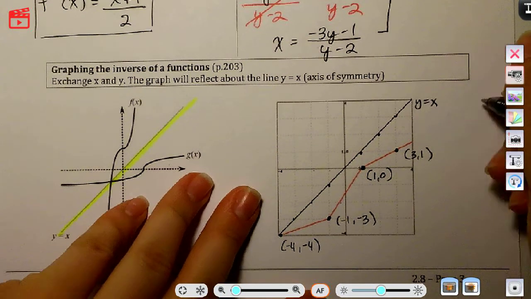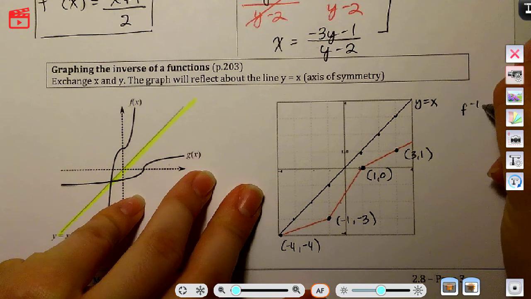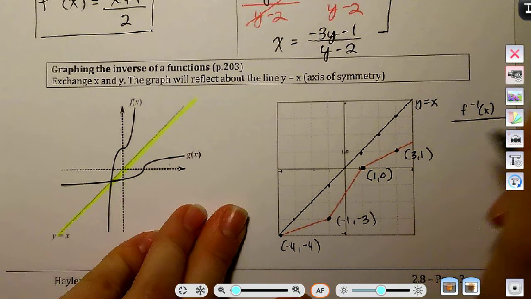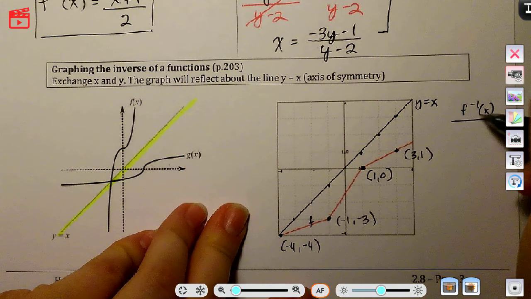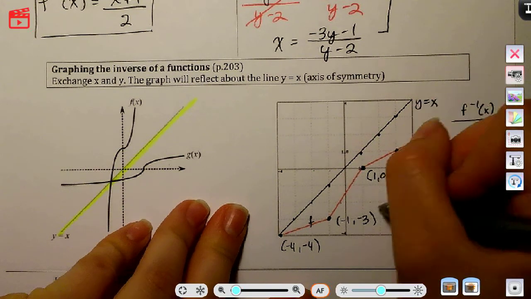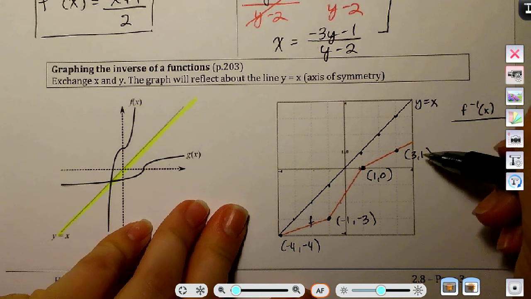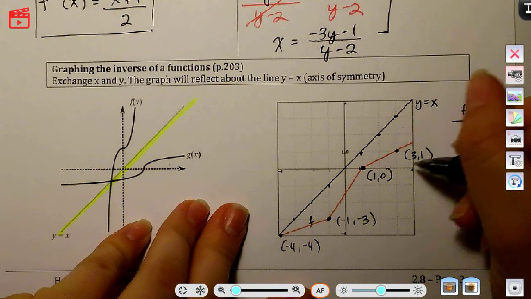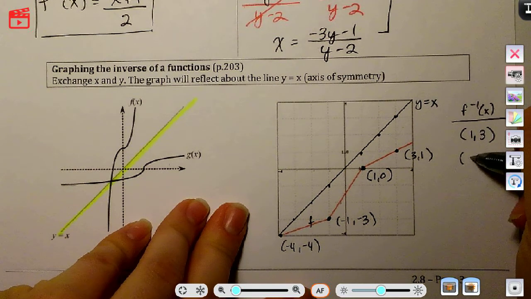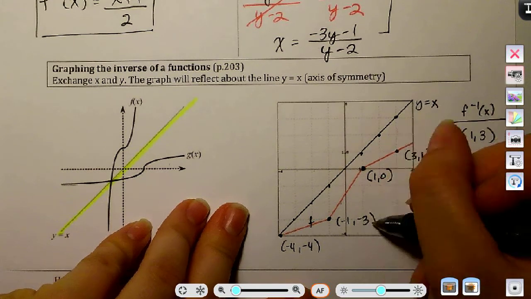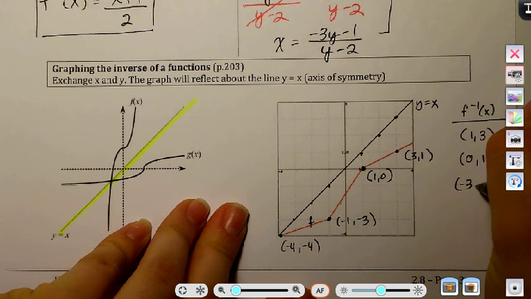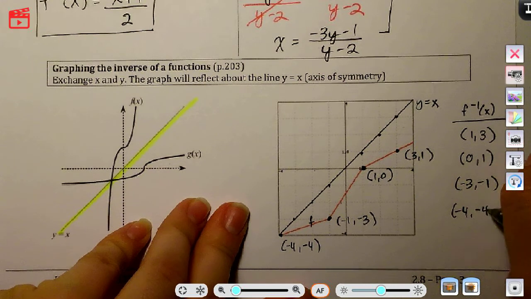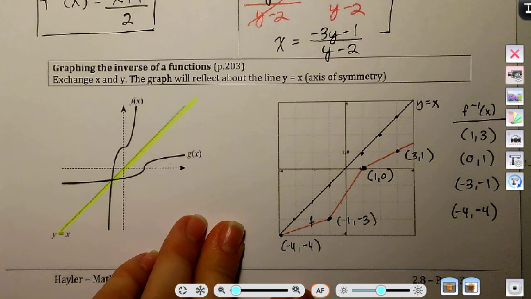And what I'm going to do for my inverse, let's just call this function f. So my inverse function is going to be the swap of all these values. So what's the swap of 3, 1? Well, that's going to be 1, 3. How about the swap of 1, 0? 0, 1. The swap of negative 3, negative 1 is negative 1, negative 3. And the swap of negative 4, negative 4 is negative 4, negative 4. So I'm going to go ahead and plot those points to find my inverse.